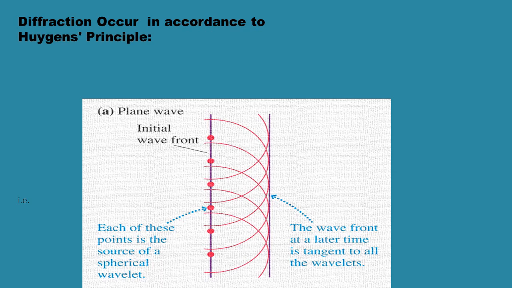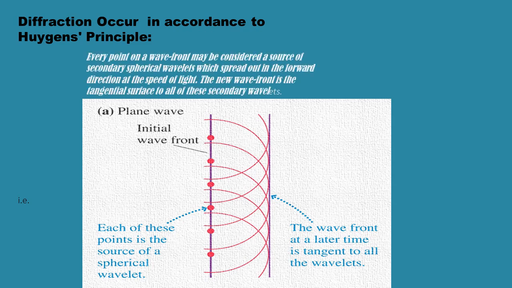Now, as you can see in the diagram, we have a plane wavefront on which we have selected different points. Each point on this plane wave is a source of a secondary wavelet. So we can find the new position of the wavefront by drawing secondary wavelets of radius s equals ct, where c is the speed of light and t is the time. The wavefront at a later time is tangent to all the wavelets.